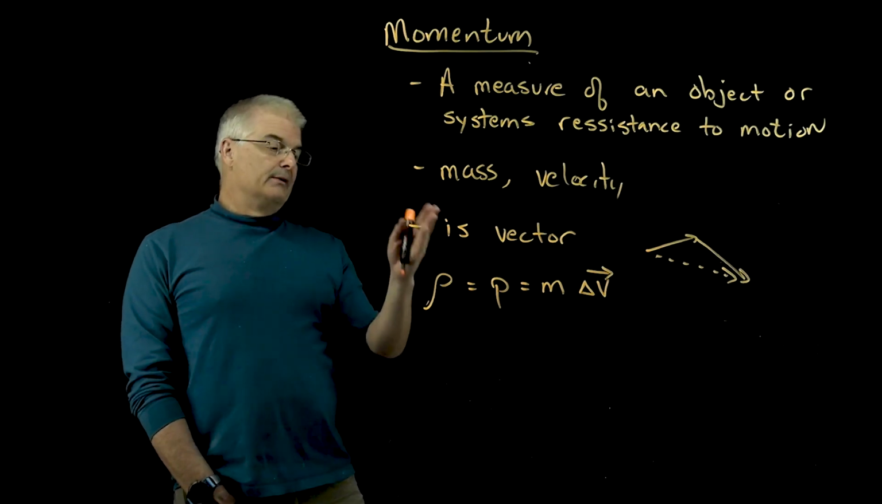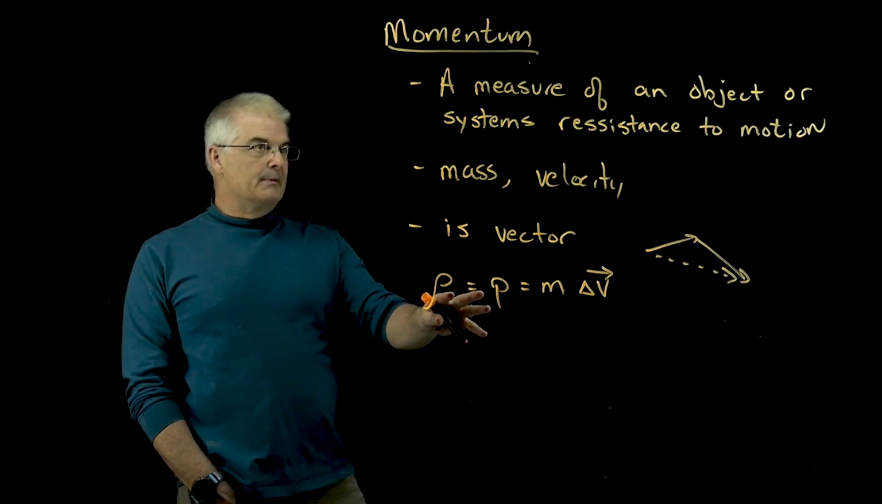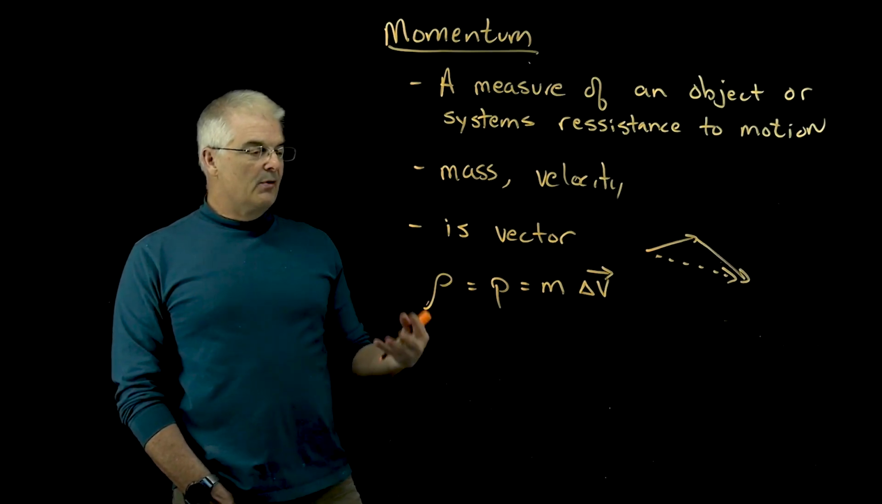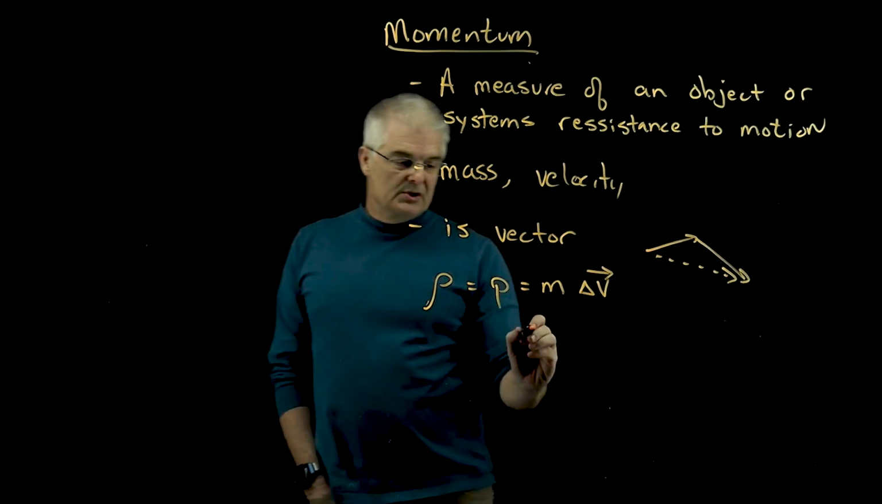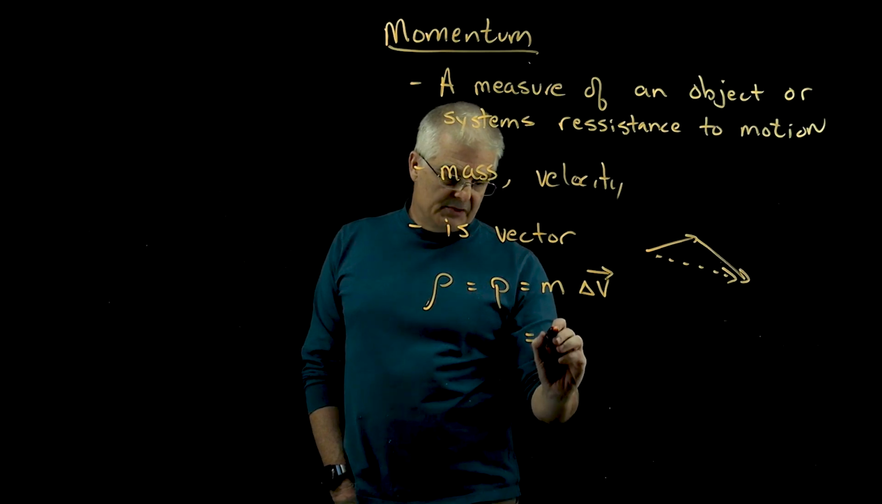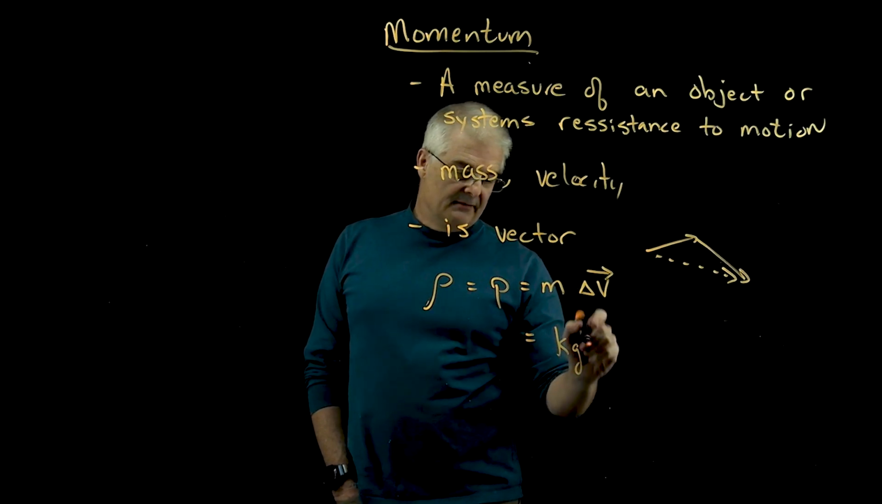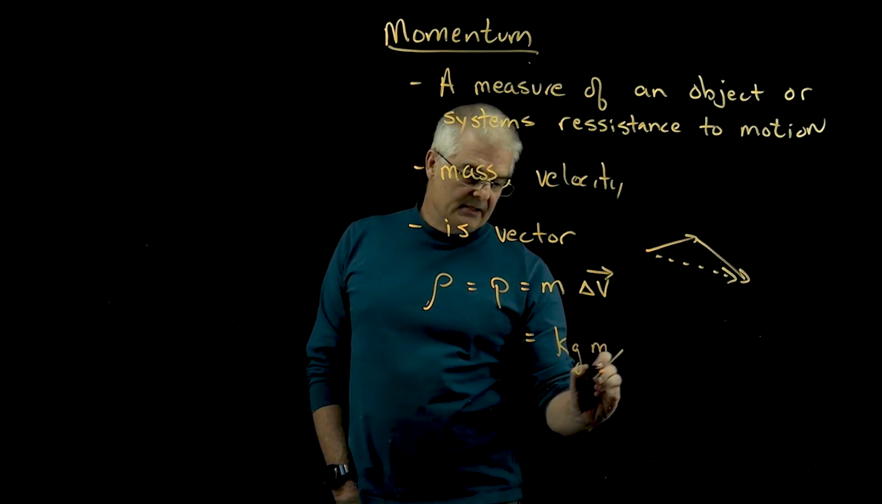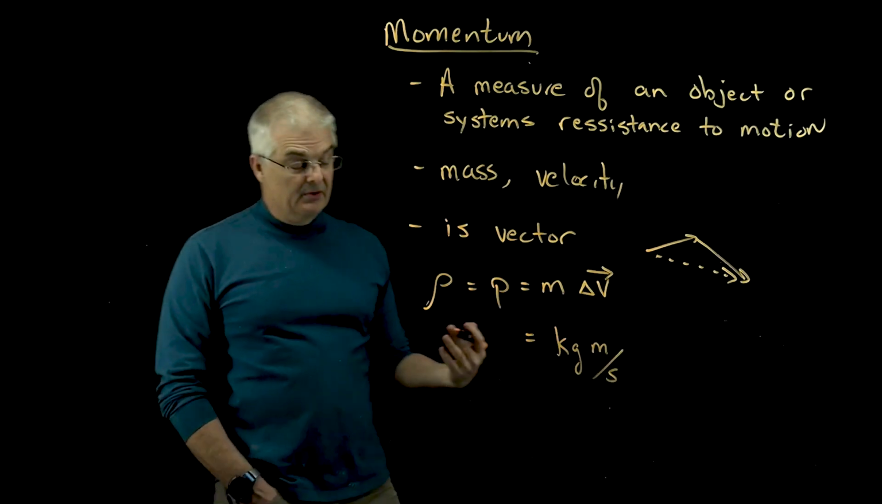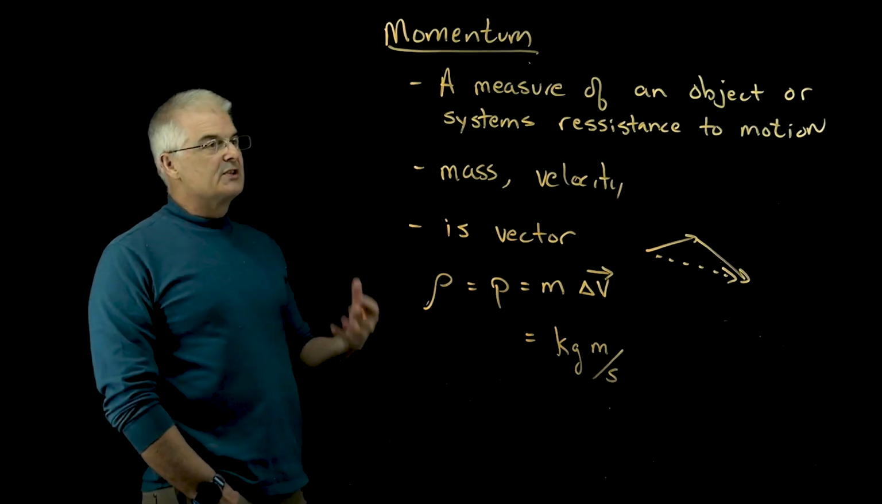Now, what else can we talk about with momentum as a way of introduction? For momentum, what units would you have? Mass is measured in kilograms, and velocity is in meters per second. So it's a kilogram meter per second. So it's resistance to change.